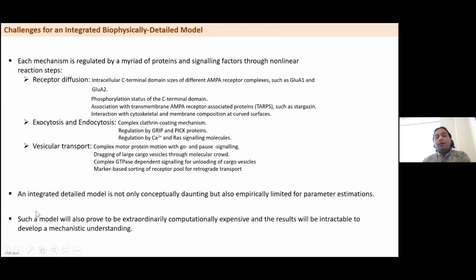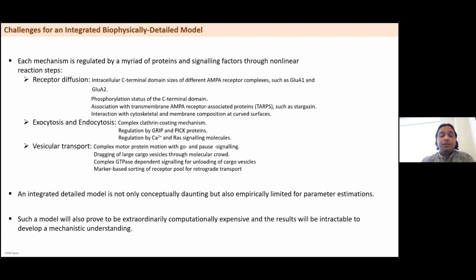So if one tries to think about an integrated biophysically detailed model for understanding how these three mechanisms shape the count of synaptic AMPA receptors, it becomes very daunting. Now, the point is that each mechanism is regulated by thousands and thousands of proteins and signaling factors, and many of them are undergoing nonlinear computations.